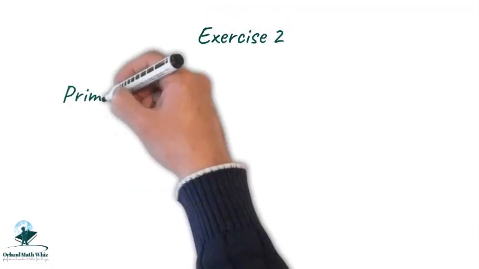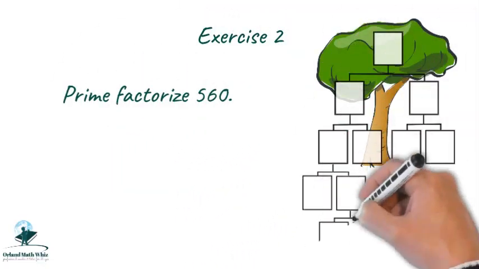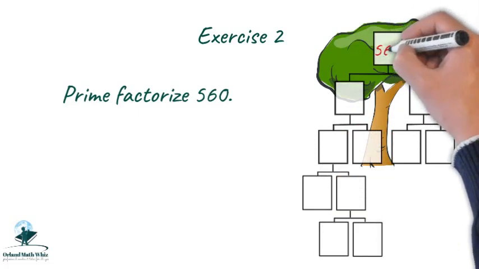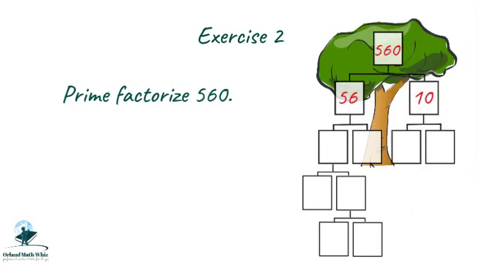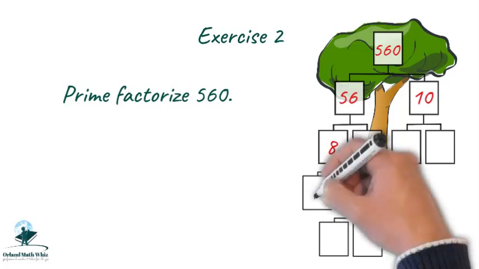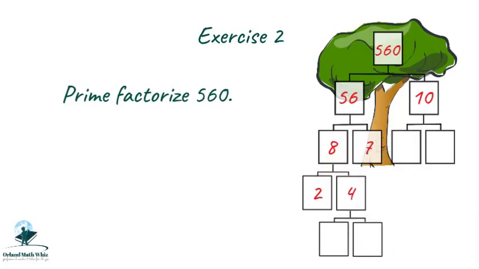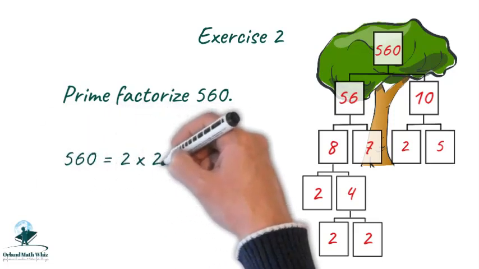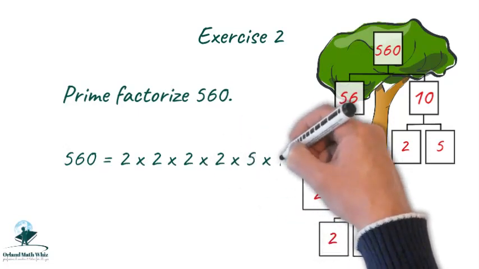Exercise 2. Let's prime factorize the number 560. 560 is 56 times 10, so that is the first branch of the tree. You may recall that 56 is 8 times 7. 8 is 2 times 4. Then 4 is 2 times 2. 10 is of course 2 times 5. You are done since all the numbers are now prime. So, 560 is 2 times 2 times 2 times 2 times 5 times 7.